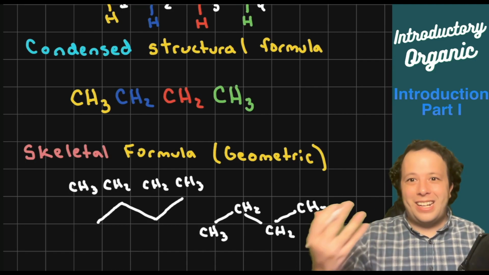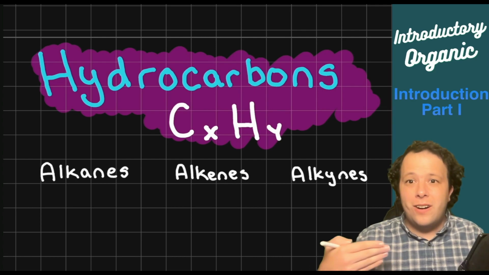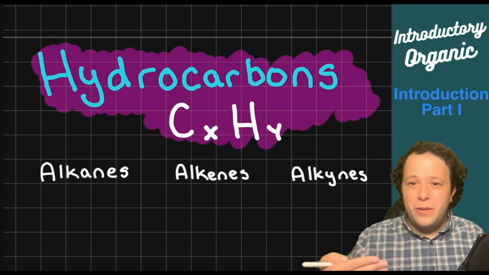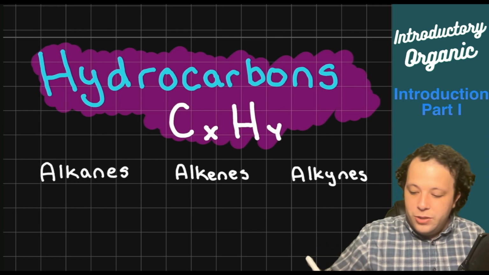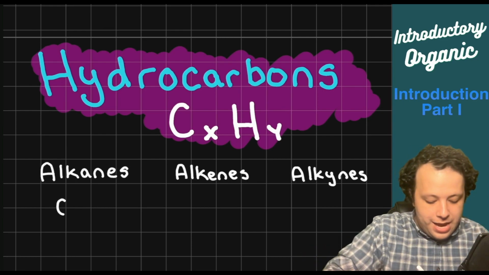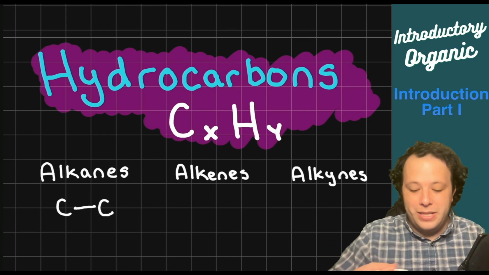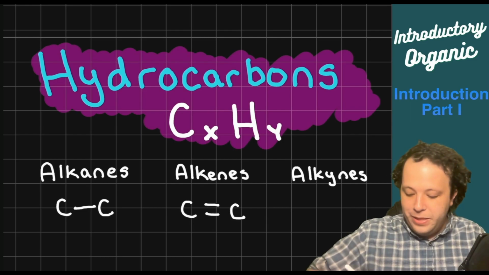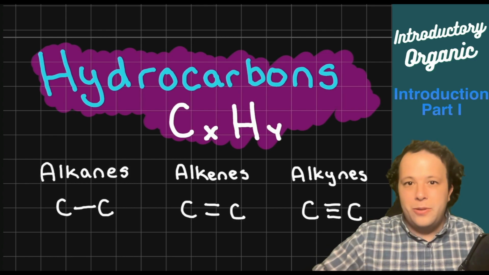Let's go on to the next topic. In organic chemistry, what we're going to find out is that all these molecules are hydrocarbons, meaning that they're mainly made up of carbon and hydrogen. These revolve around three major types of hydrocarbons. The first one is referring to all alkanes. Alkanes are telling you that they're all single bonded carbons. Alkenes are double bonded carbons. And then alkynes have a triple bond in between those carbons.